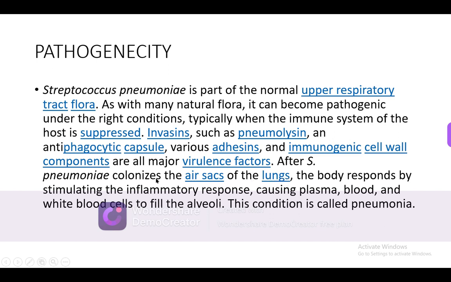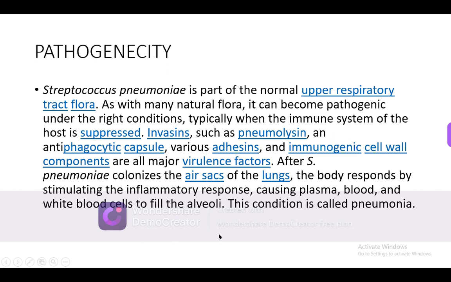After stroke, pneumonia colonizes the air sacs of the lungs, the alveoli, and the body responds by stimulating the inflammatory response, causing the plasma, blood, and white blood cells to fill the alveoli. Main oxygen and carbon dioxide exchange takes place in these places, the respiratory alveoli. This condition is called pneumonia.